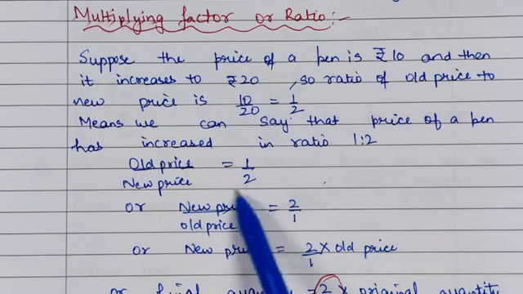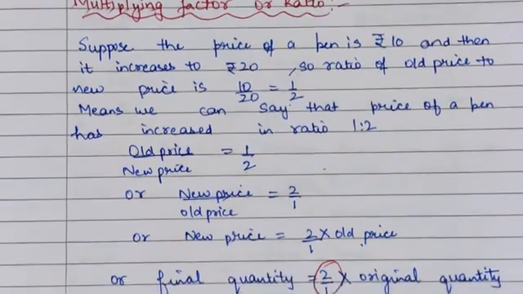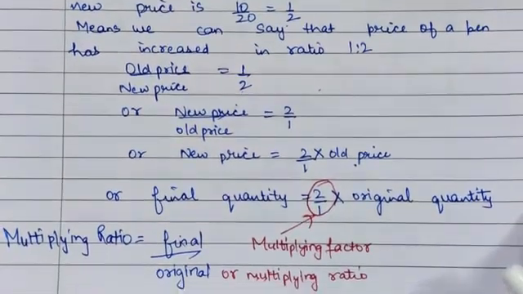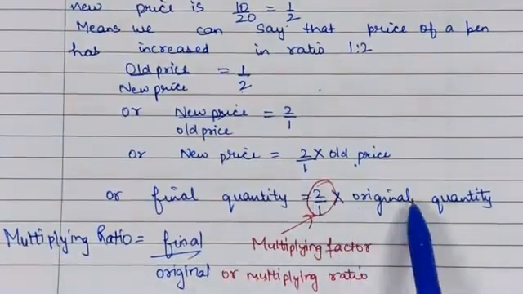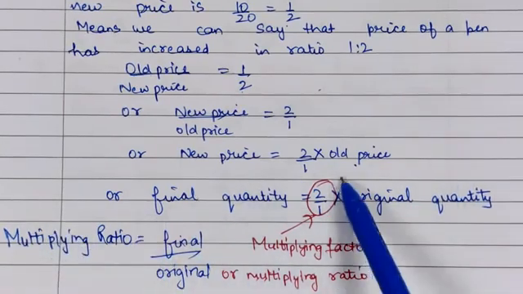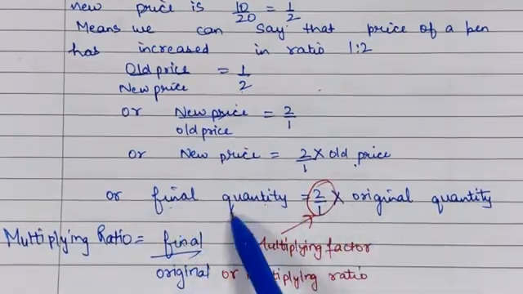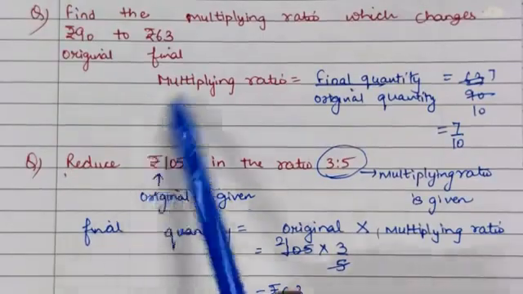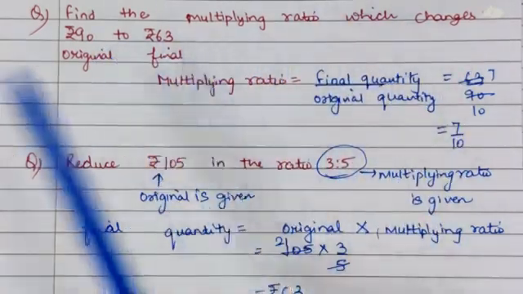So what will be the new price? That is 2 upon 1 multiplied by the old price. So we can give the answer in this form also, that final quantity is equal to 2 upon 1 into original quantity. So the multiplying ratio, this is the multiplying factor. We can say final quantity upon original quantity. Clear?